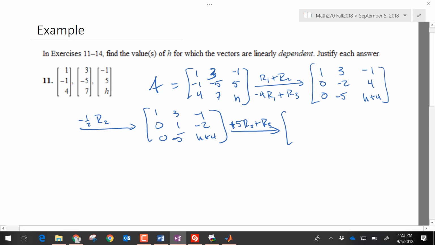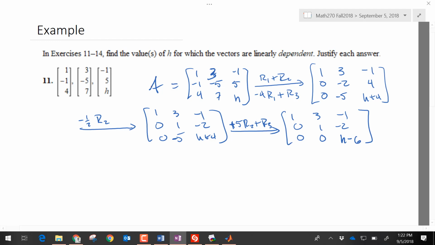All right. So we have 1, 3, -1, 0, 1, -2, and then here's where we get 0, 0. And then +5 times -2 is -10, and we add that to 4, giving -6, right?